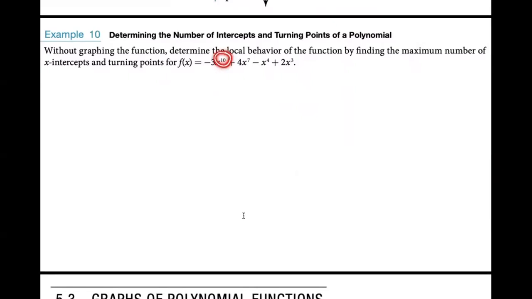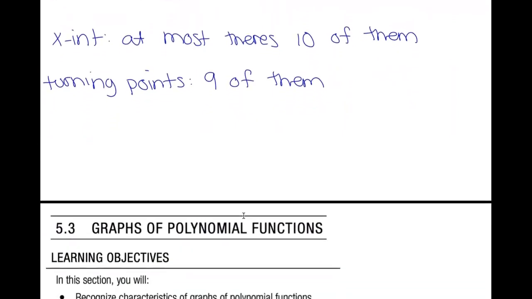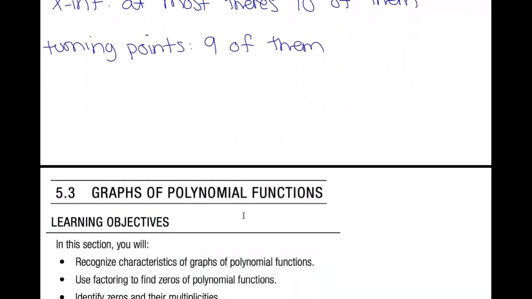All right, notice, so this is a degree 10. So your x-intercepts, at most, there's 10 of them. And then our turning points, so there's n minus 1, 10 minus 1, there's at most 9 of them. All right, and that is the end of 5.2. Then moving on to 5.3, we'll look at the graphs of these polynomials a little more.